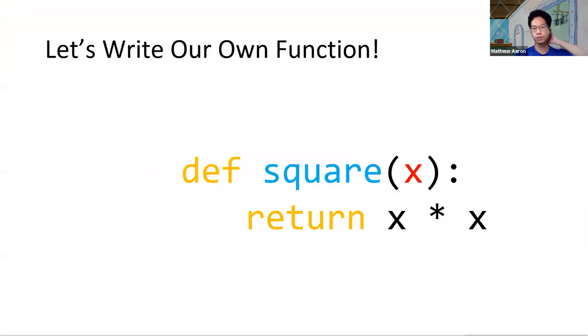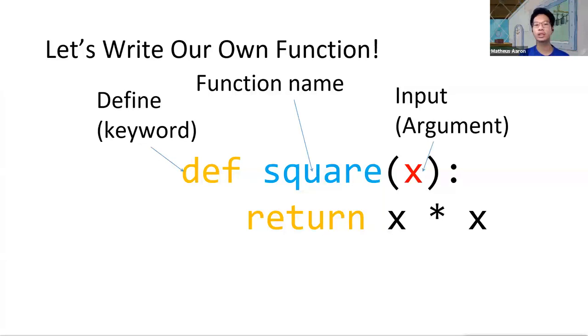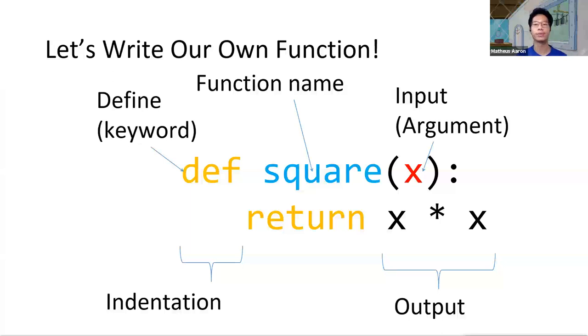Back to this. As most of you have learned, this is the way you write a function, where you have the word def in the very beginning, which is a keyword to define, and then you have the function name, and then the input or the argument. Whatever is under the function requires an indentation, and then basically there's an output.